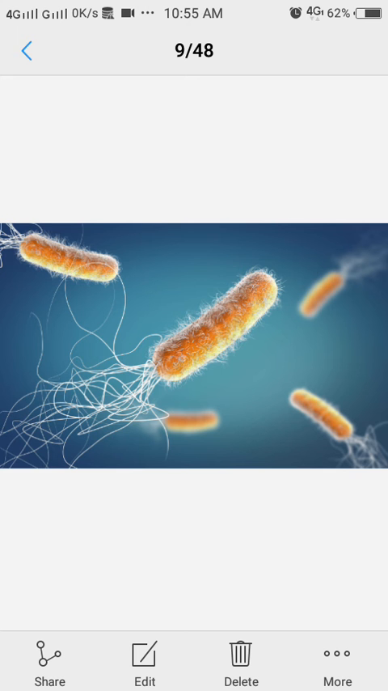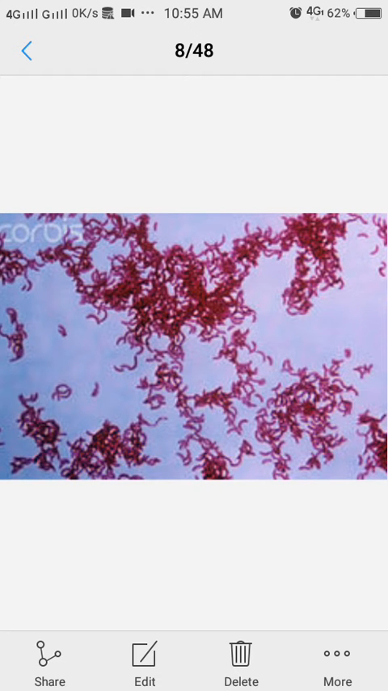Third one, amphitrichous. What is amphitrichous? Amphitrichous is the bacteria having a tuft of flagella at both ends. At the two ends, this bacteria is having a tuft of flagella. Example, Rhodospirillum rubrum.